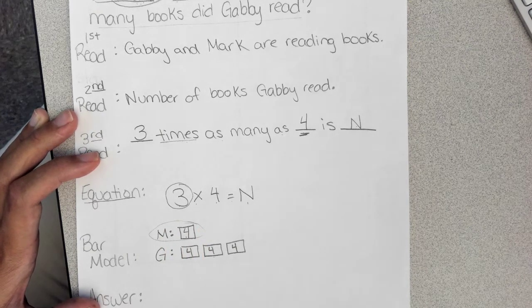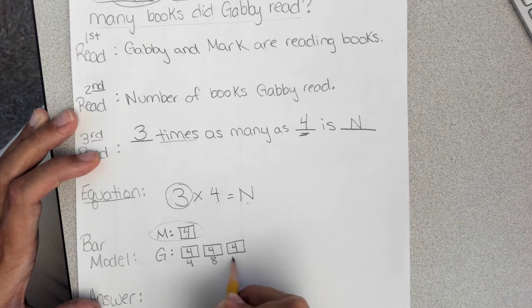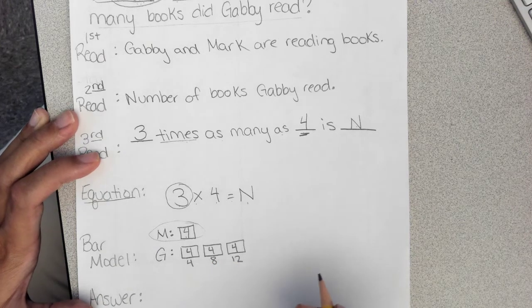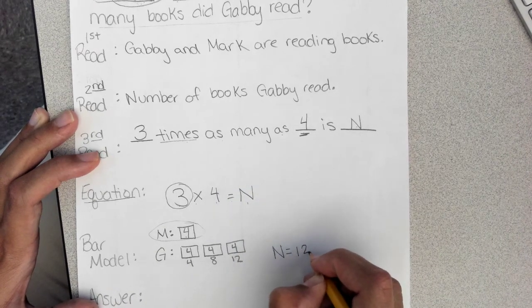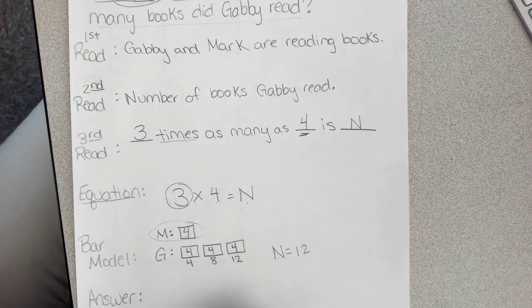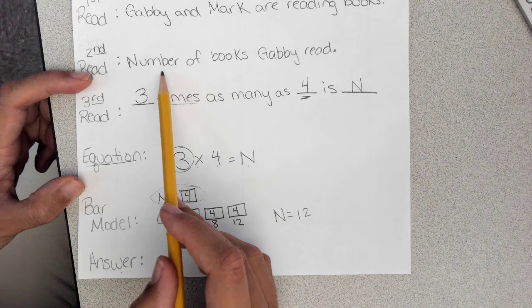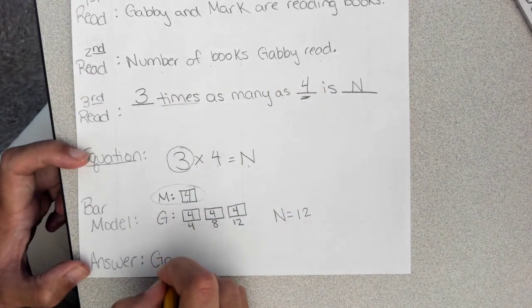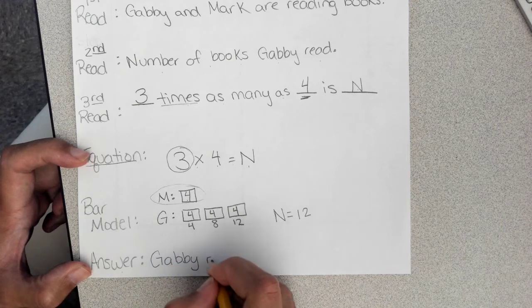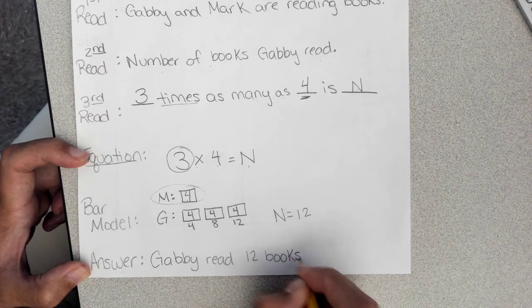And then we can skip count to find out how many Gabby read, or to find our product. So we have 4, 8, 12. So our answer is 12. N equals 12. Now that is our product, but we still need to answer the question. And remember, the question is the number of books Gabby read. So our answer in a nice complete sentence is going to be: Gabby read 12 books.